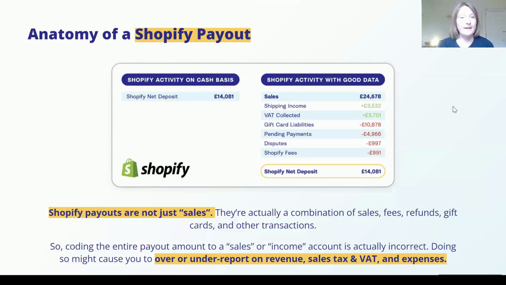Looking at Shopify payments to start with, you may see on, say, your Xero or QuickBooks bank feed, money coming in from Shopify payments. For example, in this case, £14,081. We would see some sellers just reconcile all of that to sales, but it's actually a combination of sales, fees, refunds, disputes, gift card balances, and other transactions. So if you code the entire payout to sales or an income account, it's actually incorrect.